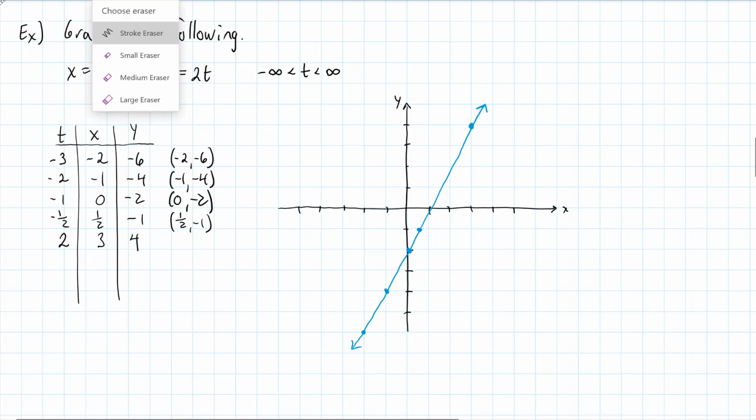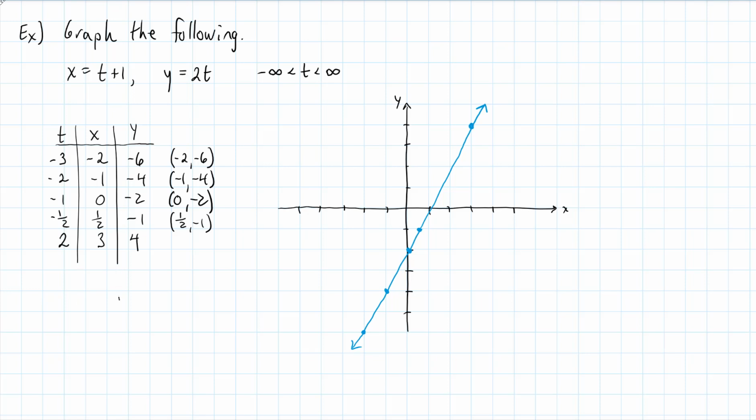Now, how could I verify that? How do I know for certain? Well, it turns out you can just get rid of the parameter. If x is t plus 1, then t is x minus 1. Just solve for t. And if y is 2 times t, then y would be 2 times x minus 1. So y would be 2x minus 2. That's a line. That's a first-degree linear polynomial. It goes through -2 with a slope of 2, and that is exactly what we have here. So now I know for certain that I was supposed to get a line. I can see it right here.